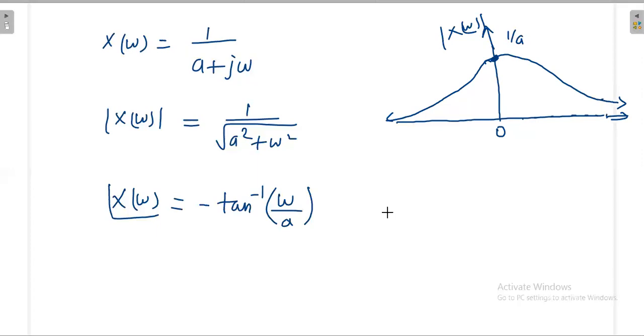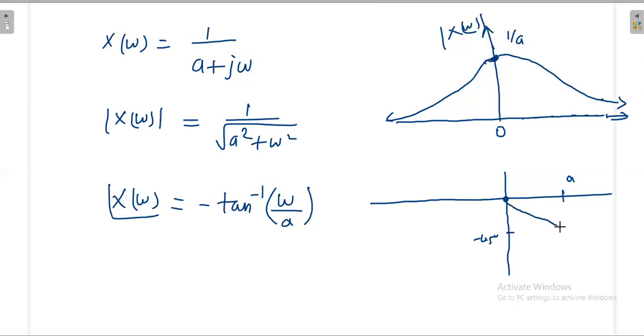Then what about the phase? When you put ω equal to 0, the phase is 0. When you keep on increasing ω, the phase will increase. The moment ω is equal to a, the phase becomes minus 45 degrees, as shown here. So the phase also changes linearly.